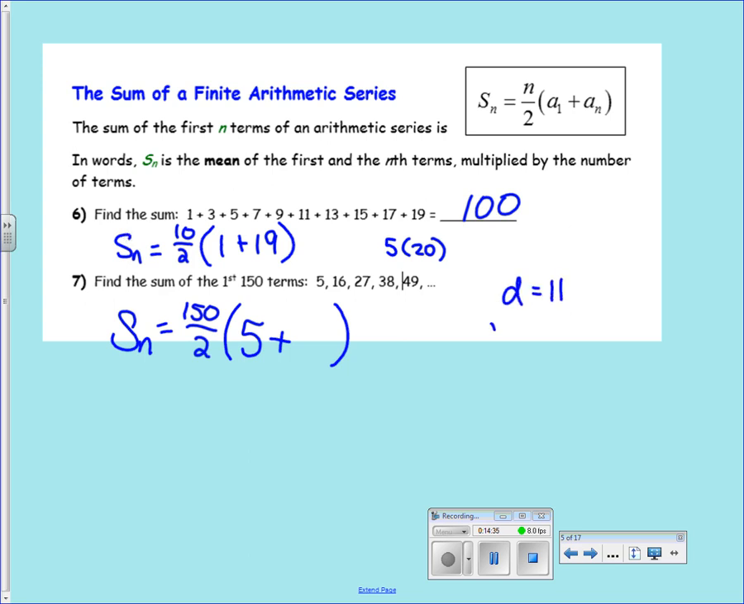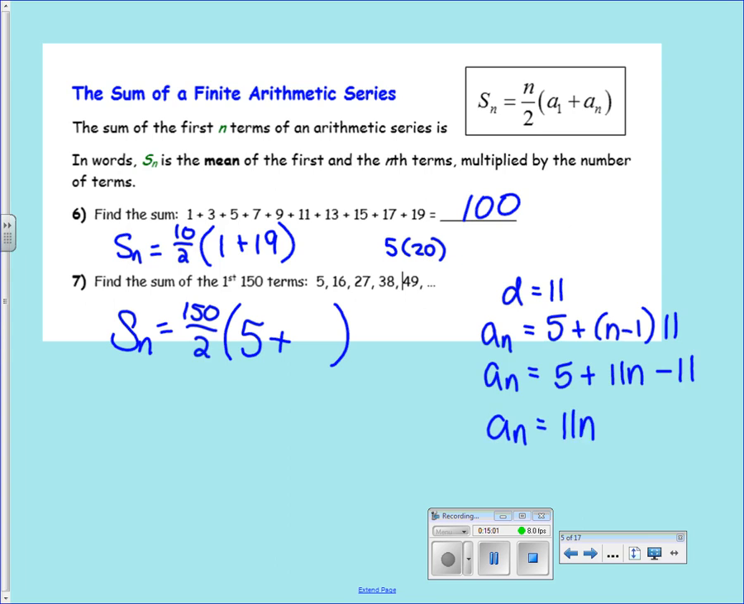Okay. So now we're going to start writing that rule that we were doing earlier. So we're going to have a sub n. What was my first term? 5. Plus n minus 1 times d, which is 11. Let's clean this baby up. So we're going to have 5, distribute. So we're going to have 11n minus 11. And so now I'm going to have 11n, 5 minus 11 is 6. This is a lot nicer to work with.